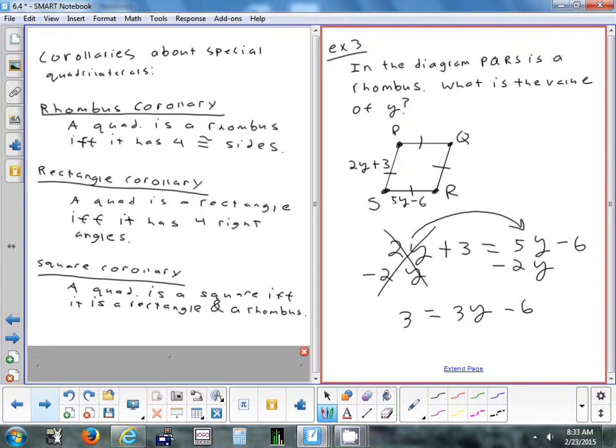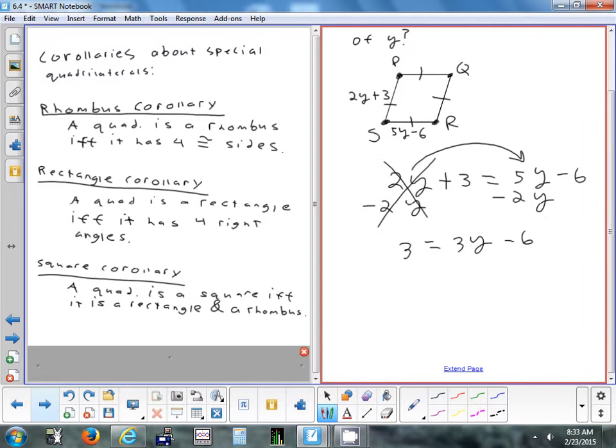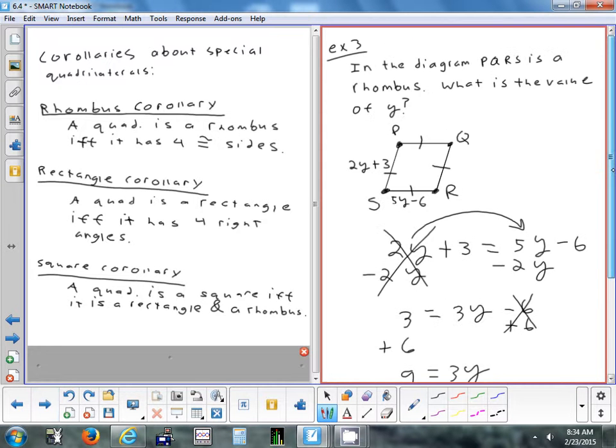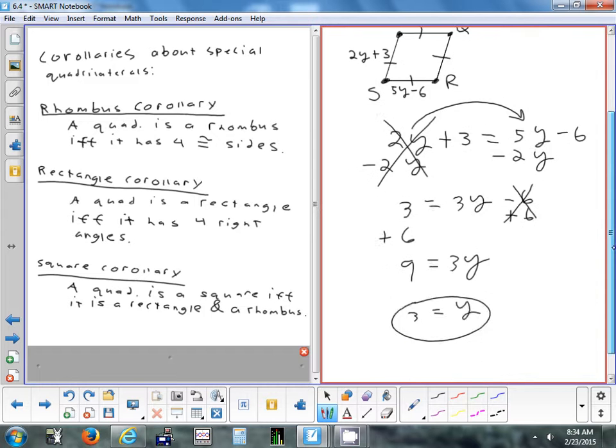Okay, how about Sarah? What's my next step? Add the 6. Yep, we're going to add the 6. So if we're going to put all the y's on the right, we're going to put all the things without y's on the left. 3 plus 6. So I get 9 equals 3y. So Kiera, what's y? Yeah, y is 3. Okay, and I think that's all they wanted. What was the value of y?